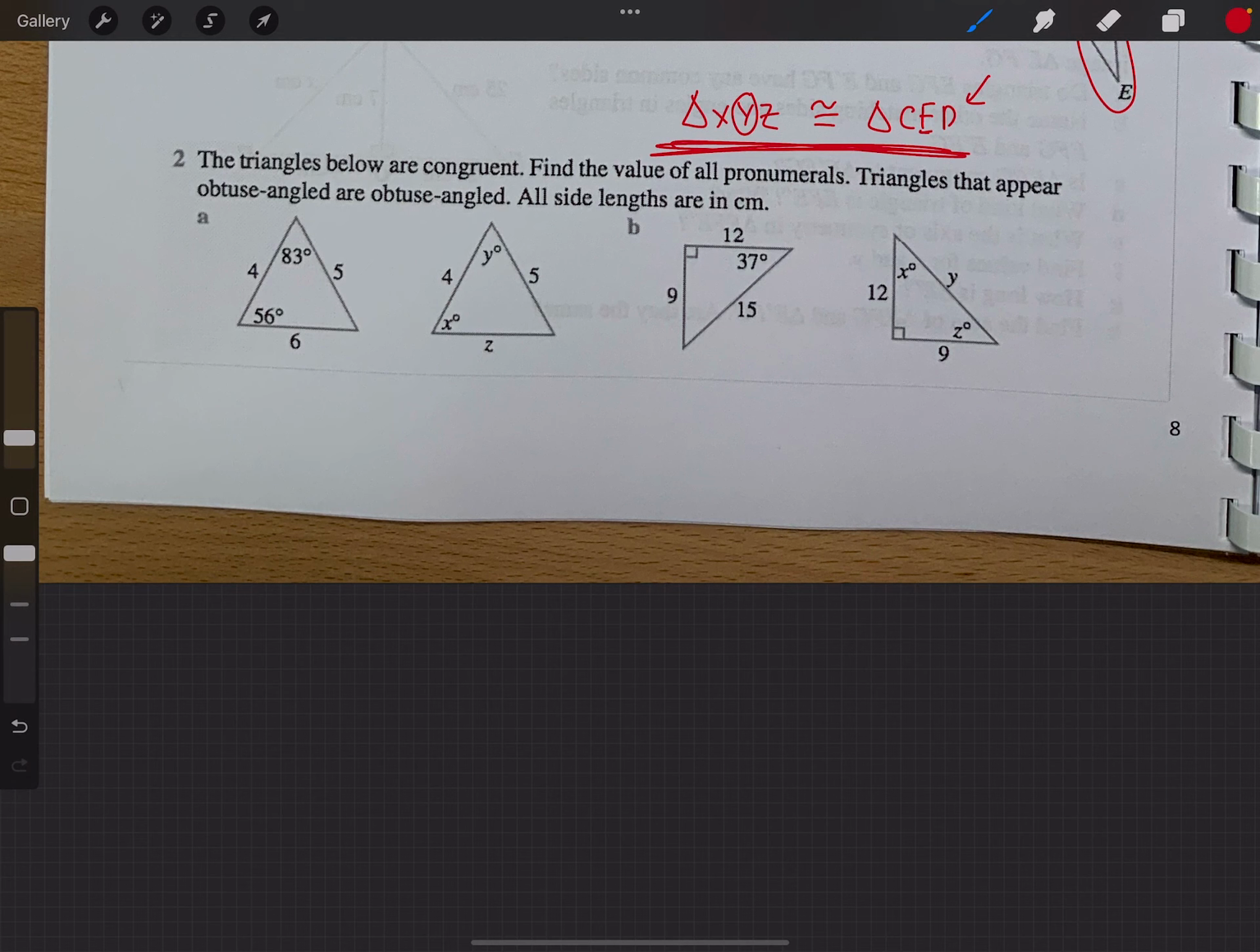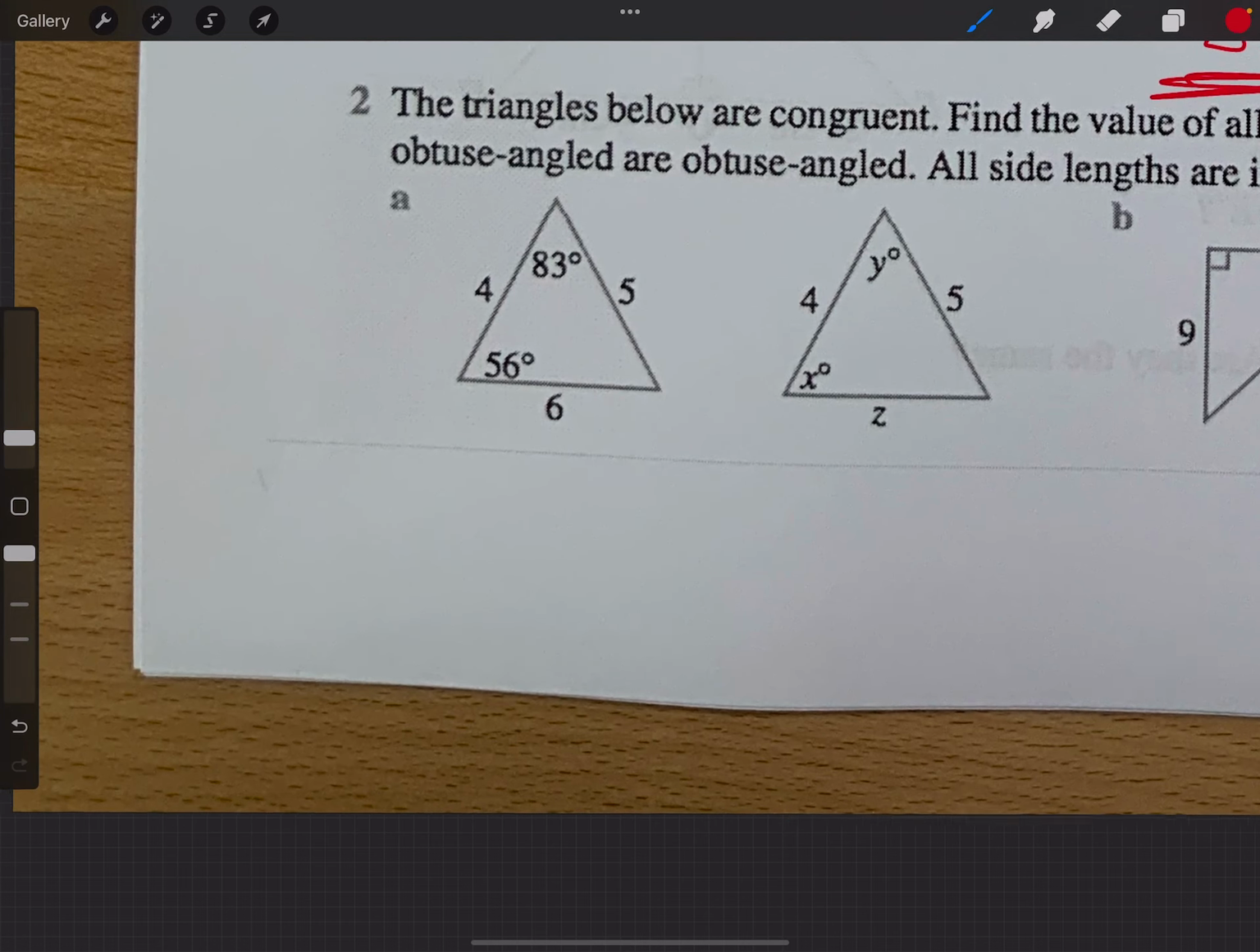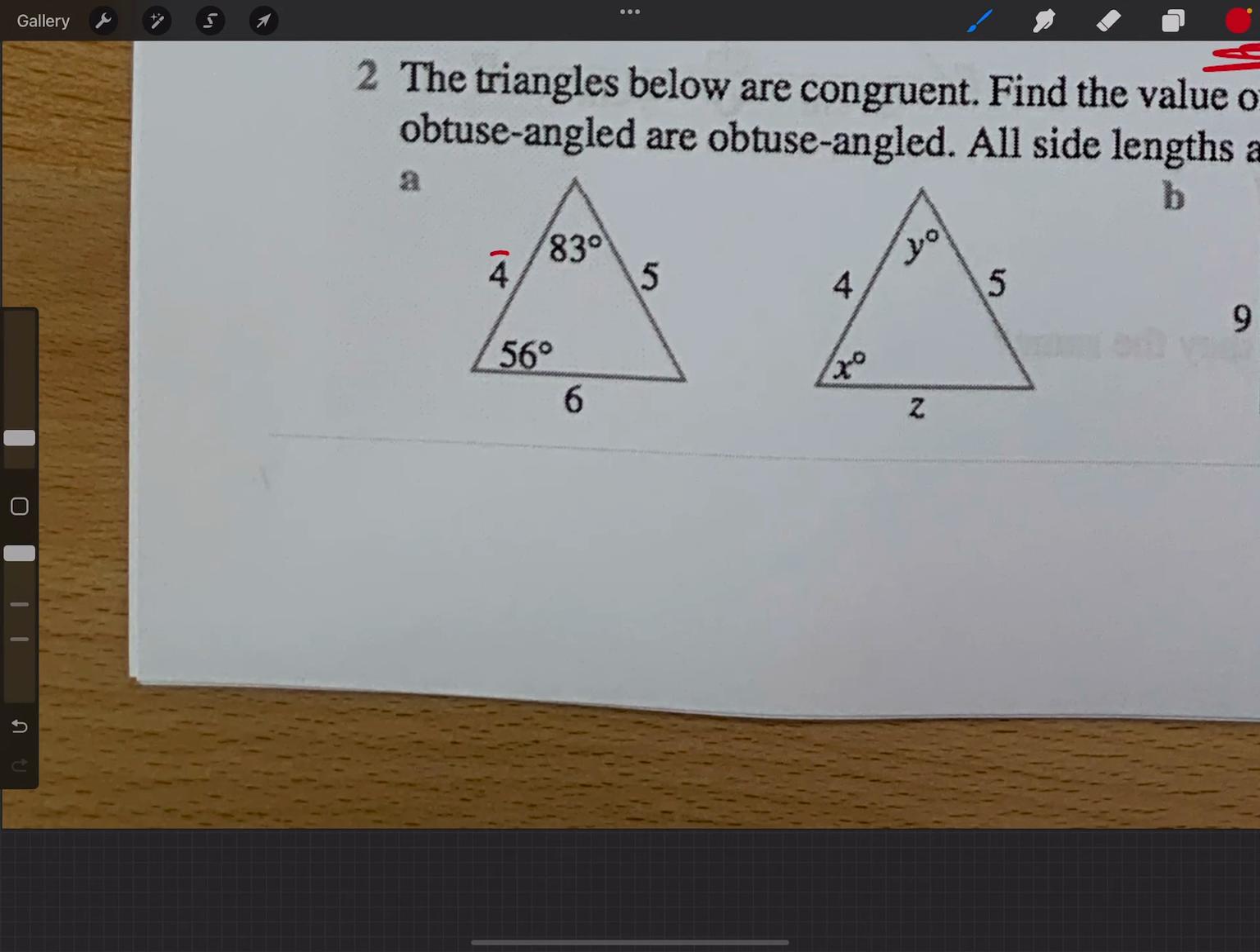Question 2. The triangles below are congruent. Find the value of all pronumerals. Triangles that appear to have an obtuse angle are obtuse. All side lengths are in centimeters. Alright, let's look at the first one here. We have 4, 5, and 6. That means this must be 4, 5, and this must be 6.